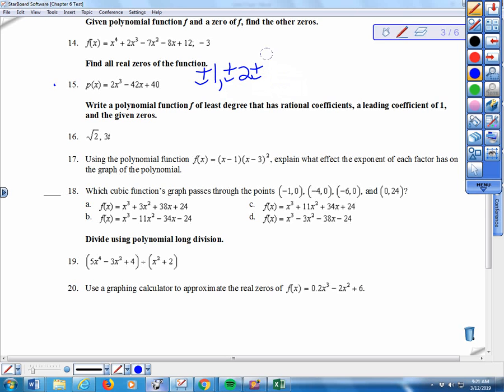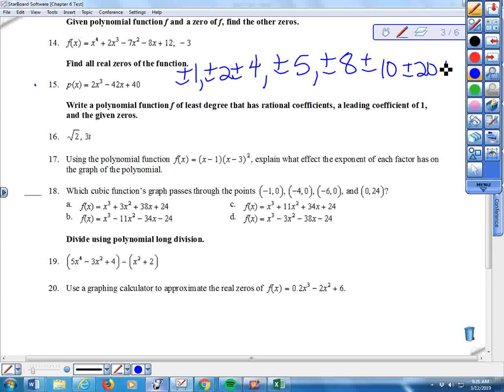Plus or minus 4, plus or minus 5, plus or minus 8, plus or minus 10, plus or minus 20, and plus or minus 40. And then I would divide that by 2, plus or minus 2. So I would add to that plus or minus 1/2, 5 halves, and that's it. So those are all my possibles. Okay, I'm not done. I've got to now find the actuals. So this is where I would just use a graphing calculator. I would graph it.